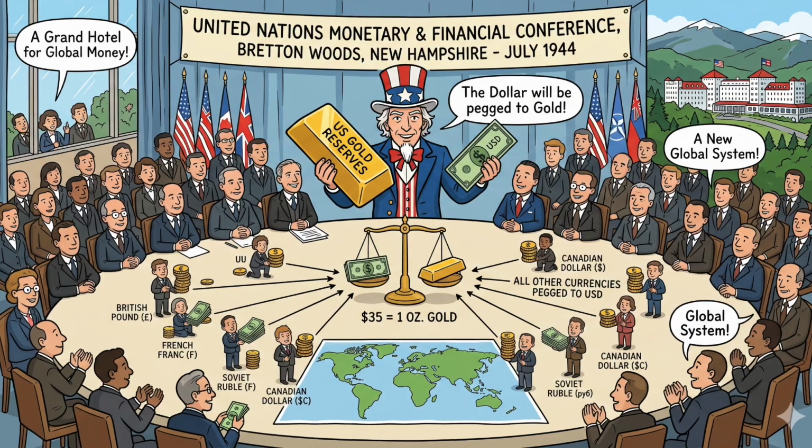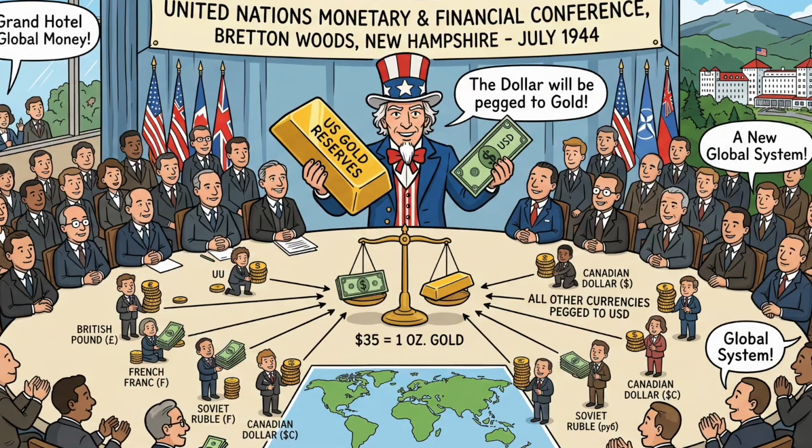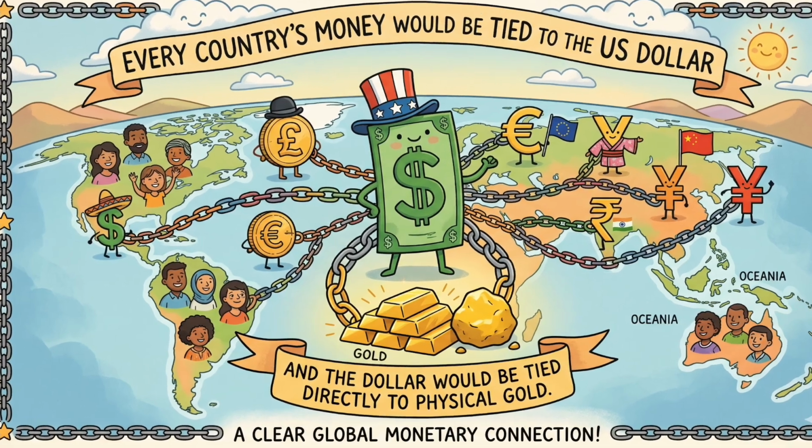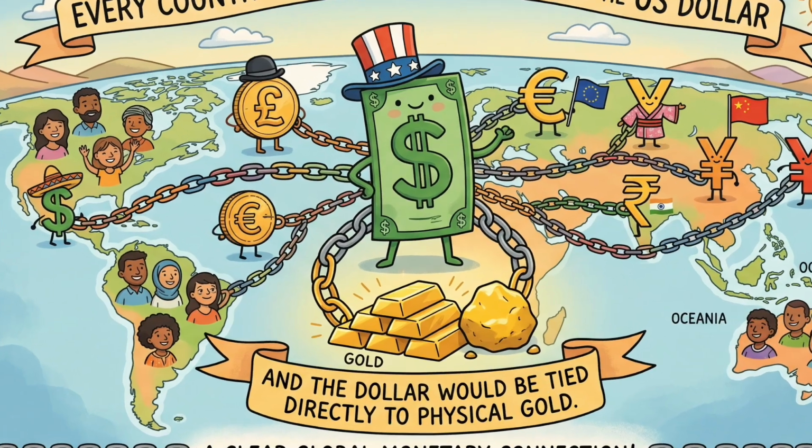In 1944, World War II was ending and the US ended up holding most of the world's physical gold. Since they were holding the gold, 44 nations got together and agreed on a new rule. Every country's money would be tied to the US dollar, and the US dollar would be directly tied to physical gold. But by 1971, the US had a problem.